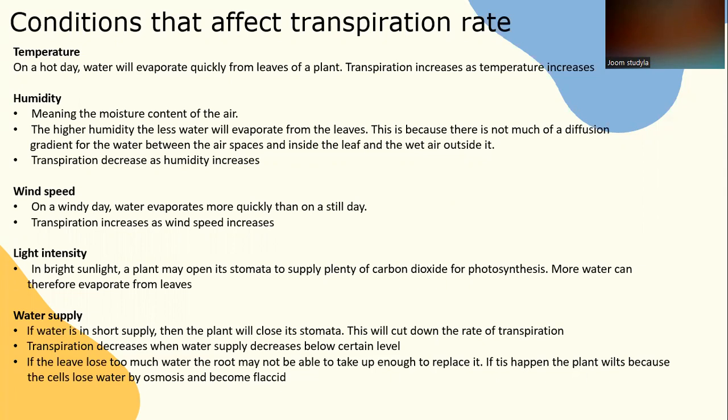Wind speed. On a windy day, water evaporates more quickly than on a still day. So transpiration increases as wind speed increases. Light intensity. In bright sunlight, a plant may open its stomata to supply plenty of carbon dioxide for photosynthesis. So more water can evaporate from the leaf. And water supply. If water is in short supply, then the plant will close its stomata. This will cut down the rate of transpiration. Transpiration decreases when water supply decreases below a certain level. If the leaf loses too much water, the root may not be able to take up enough to replace it. If this happens, the plant wilts because the cells lose water by osmosis and become flaccid.